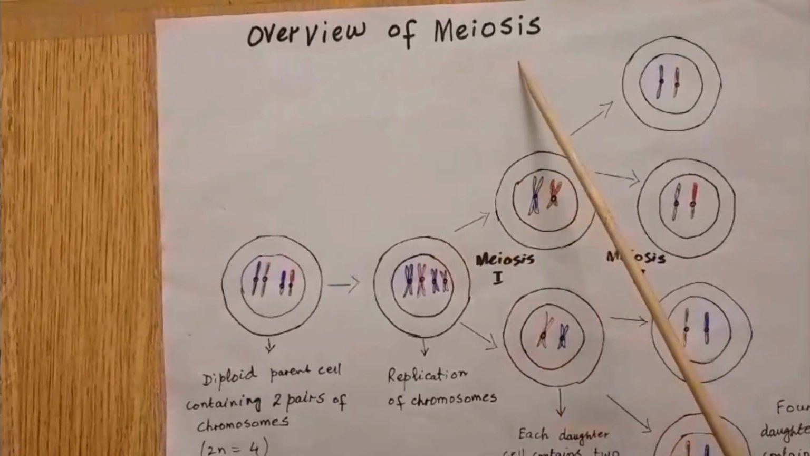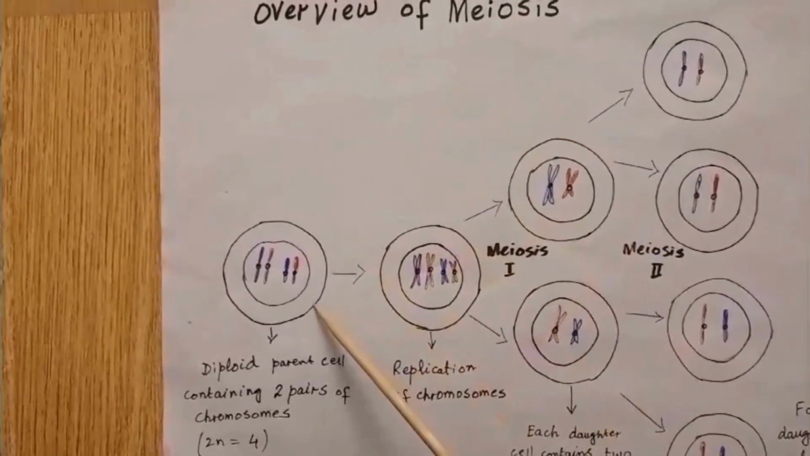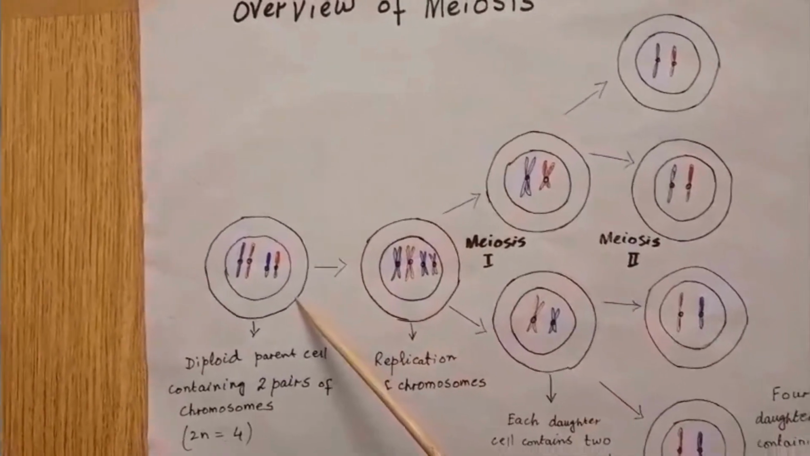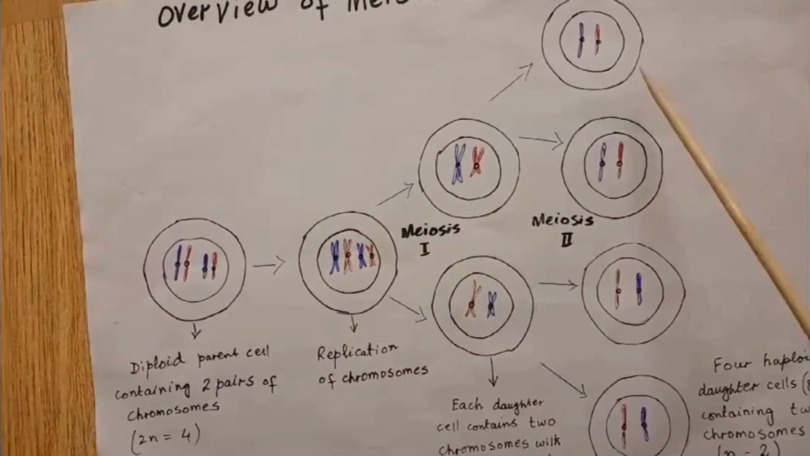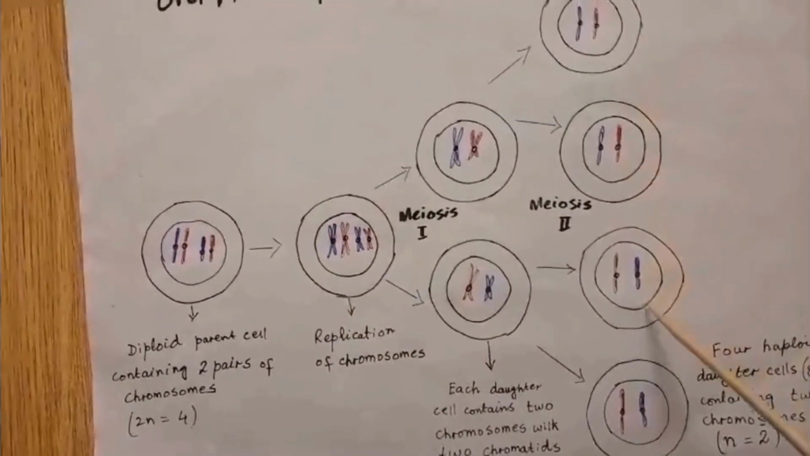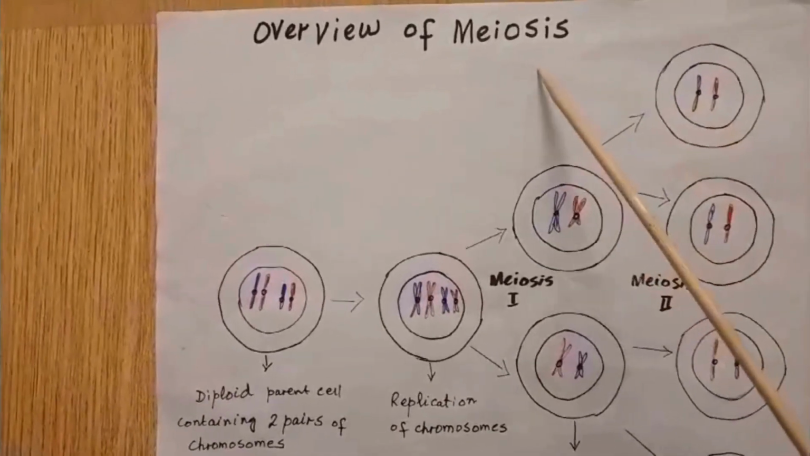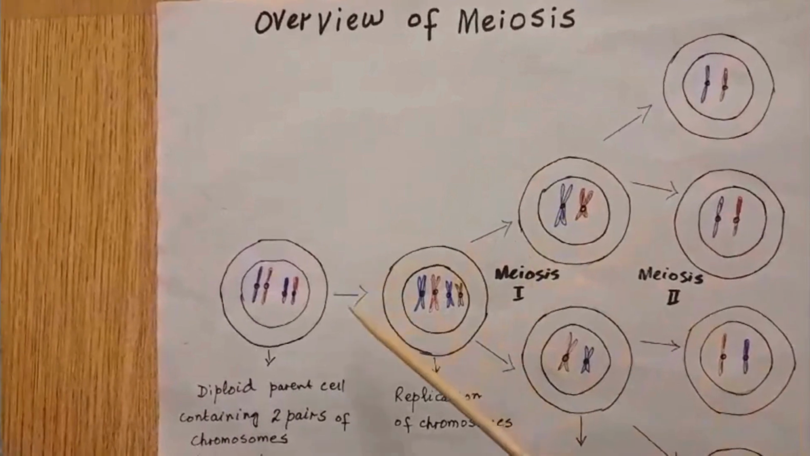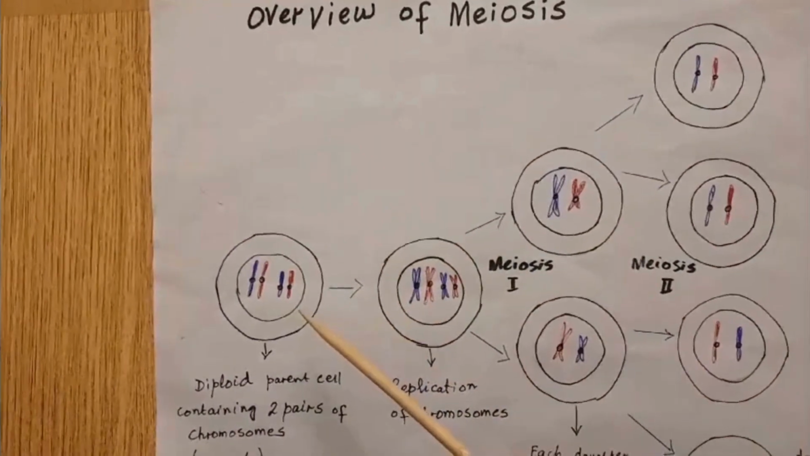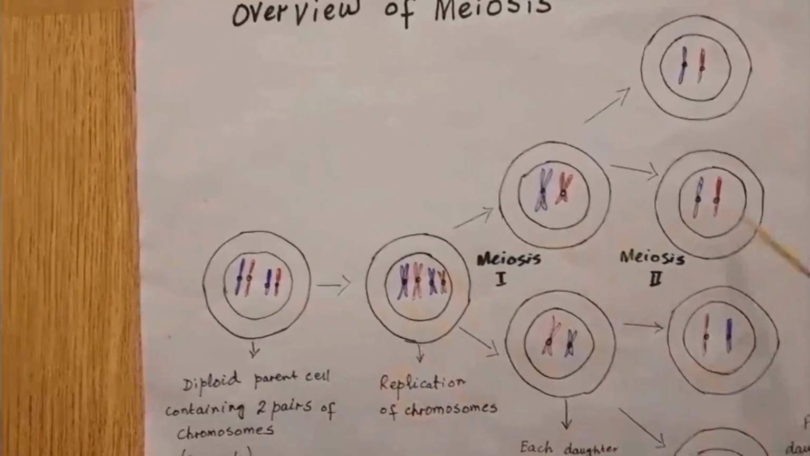Overview of meiosis. A parent cell with a diploid number of chromosomes divides into 4 daughter cells with a haploid number of chromosomes. That's why meiosis is also called reduction division, as it reduces the number of chromosomes to half.